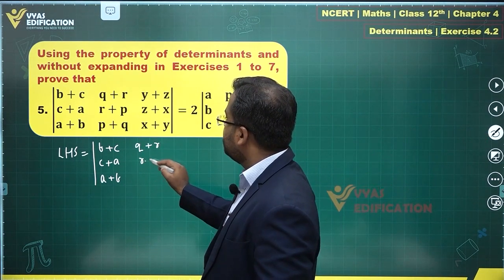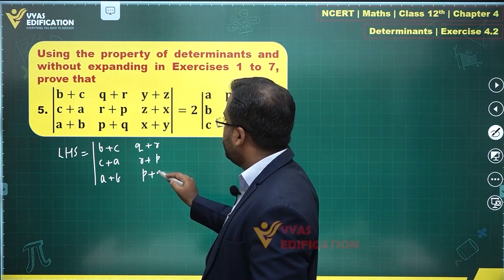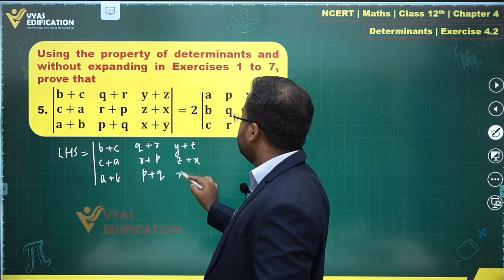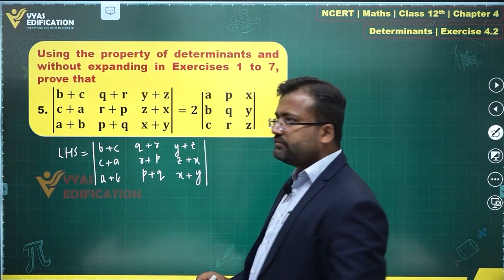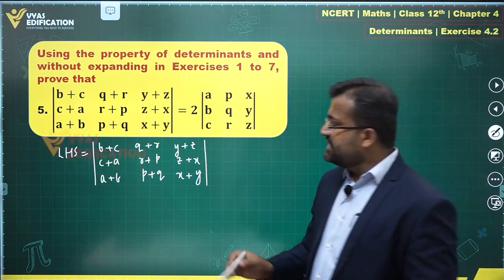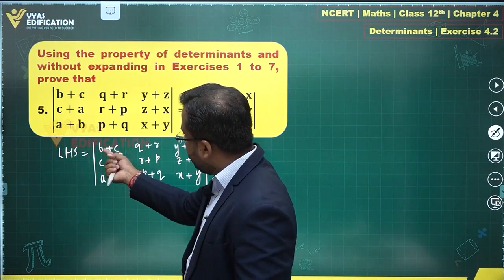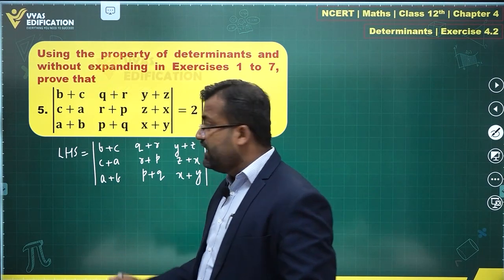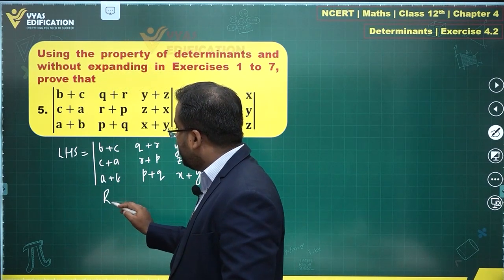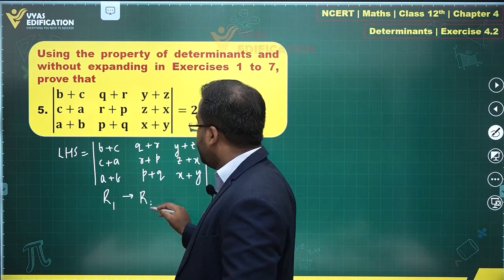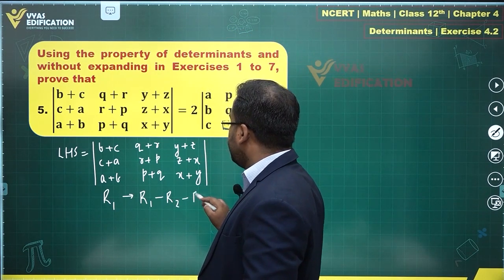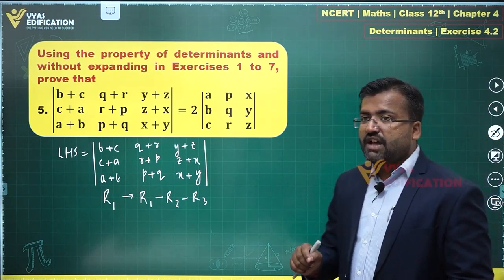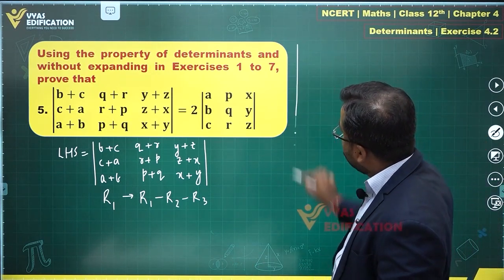This is q plus r, this is r plus p, this is p plus q, this is y plus z, this is z plus x, and this is x plus y. The idea that I want to use is simple. I will bring this a over here, but I have to get rid of this b and c as well. Subtract this c, subtract this b as well. So row 1 can be replaced by r1 minus r2 minus r3. This is the transformation that I'll use.